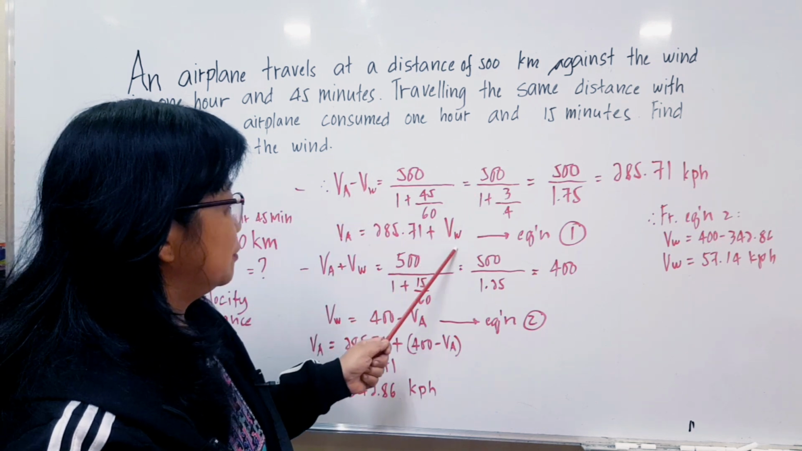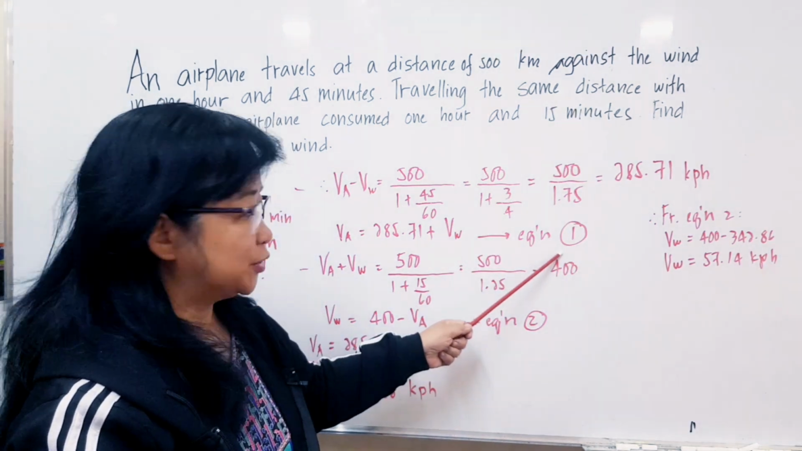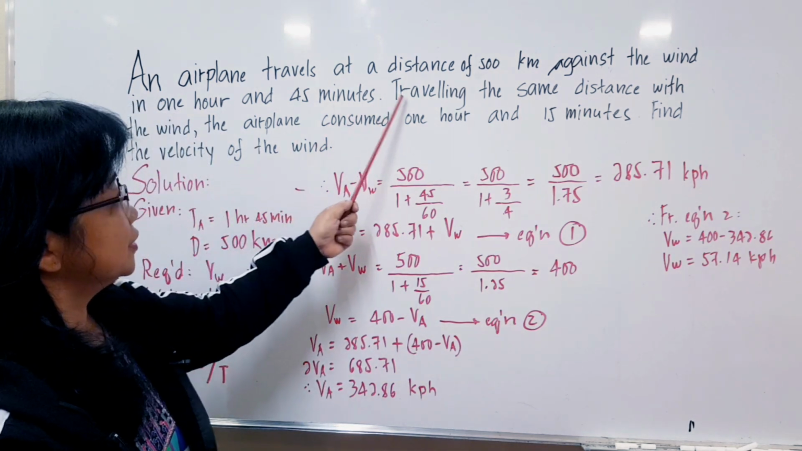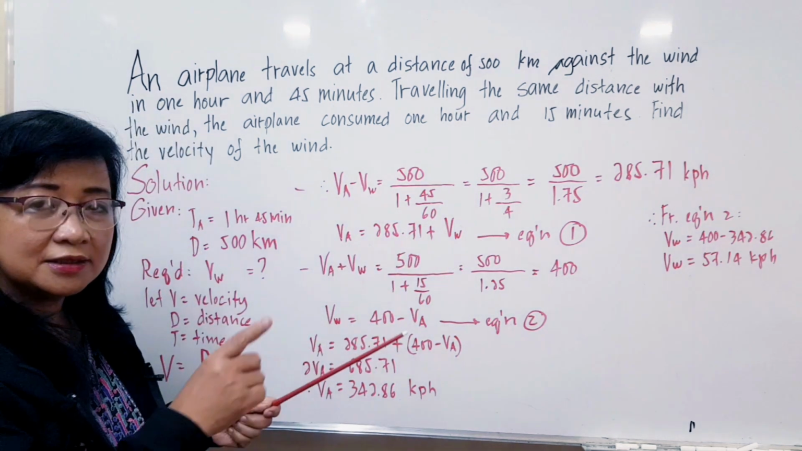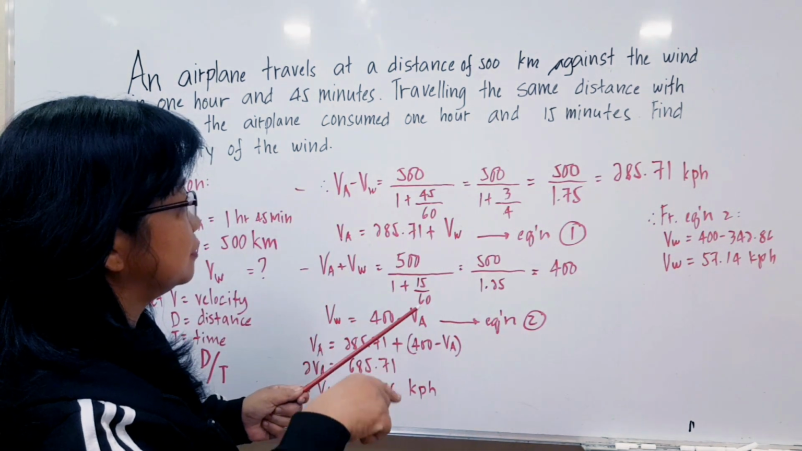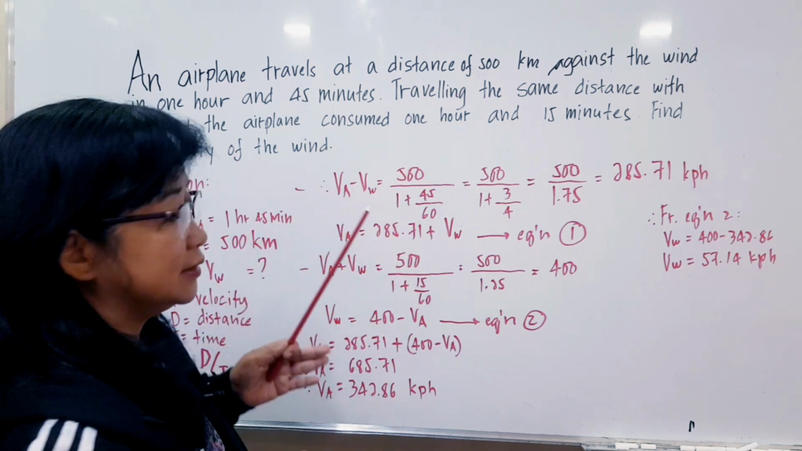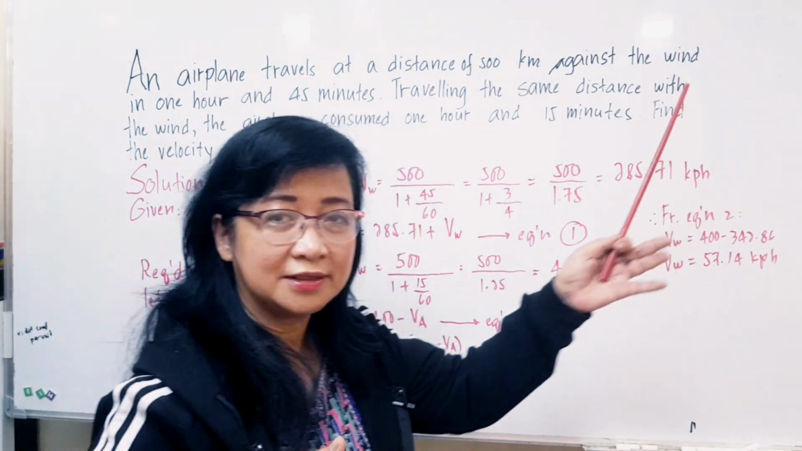plus the velocity of the wind. So we will make it as equation 1. Now, the second condition here is traveling the same distance. So they are traveling again the same distance, which is equal to 500 kilometer. And at the same distance, that means together, hindi na sila nagkasalungan.